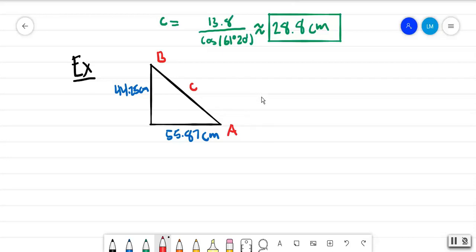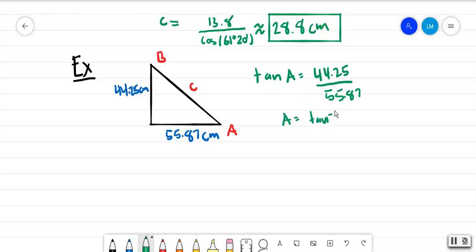So let's look at it like this. Let's write it in green. Take tangent of A is equal to 44.25 centimeters divided by 55.87. Now, here's where it's going to get complicated. You have to take the inverse on both sides. So A is equal to tangent inverse of 44.25 divided by 55.87.